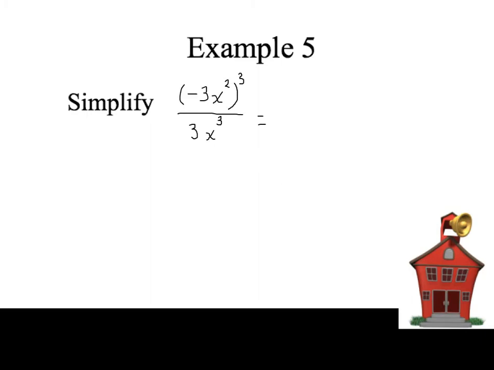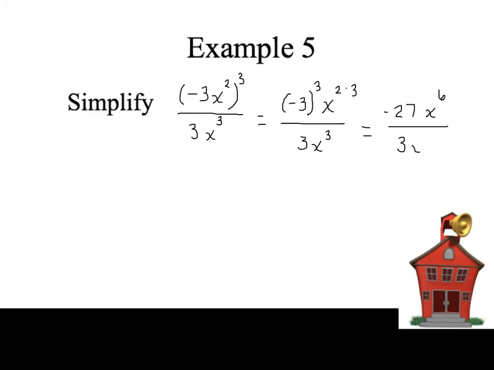In example 5, we have a number of properties that need to be applied, so we'll start with the parentheses according to Please Excuse My Dear Aunt Sally. I need to distribute the 3 to everything inside. So the negative 3 has to be cubed, and the x squared has to be cubed. And again, this is a situation where we need to multiply. I'll worry about the denominator here in a moment. So if I simplify what I have on top, the negative 3 cubed will be negative 27. X squared cubed is x to the 6th.